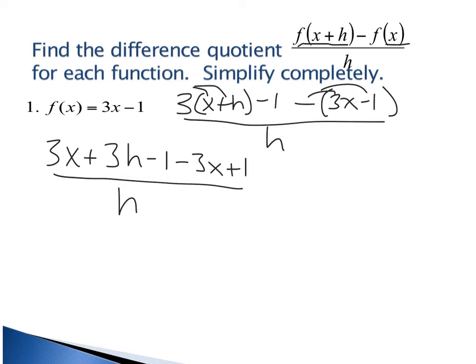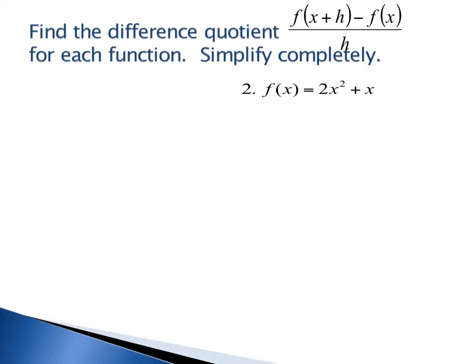Now we're going to kind of clean up the top. So I notice that I have 3x minus 3x, so that simplifies to 0. I have negative 1 plus 1, which leaves me with 3h over h. And since this is just 3 times h divided by h, we can simplify these h's and we're left with 3.